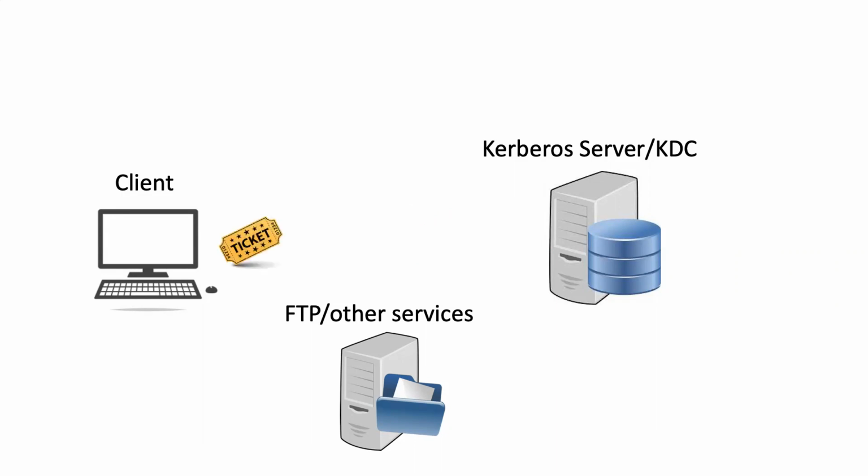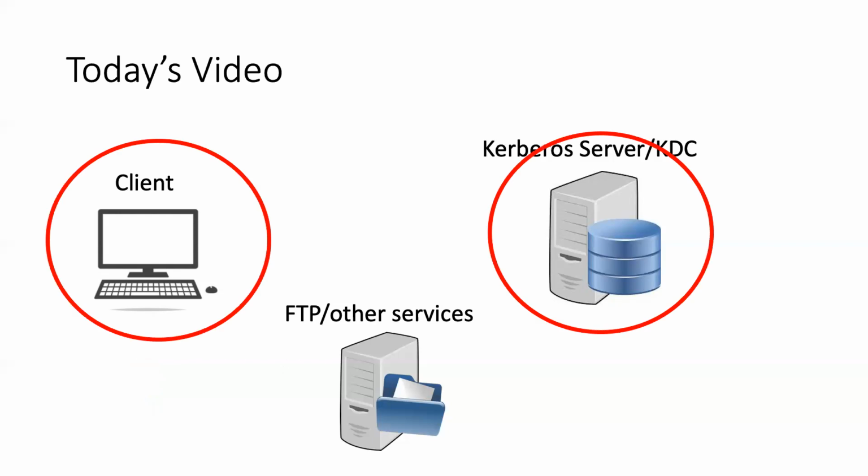Now with the ticket, the client can go to other services saying, hey, here's my ticket verifying my identity. I want to use this service. Let's say the file transfer protocol, FTP, would then say, okay, since you have the ticket and I trust that the KDC has done its job, here's the service. Actually there's more intricacies behind it. The ticket is not just identity, it's called a ticket granting ticket, but I'll not go into details of that.